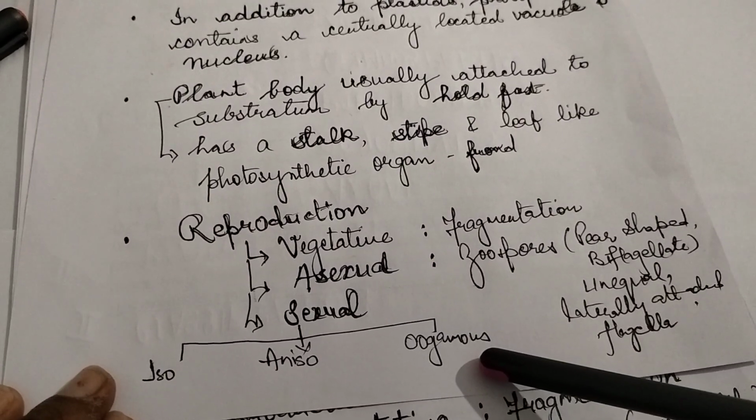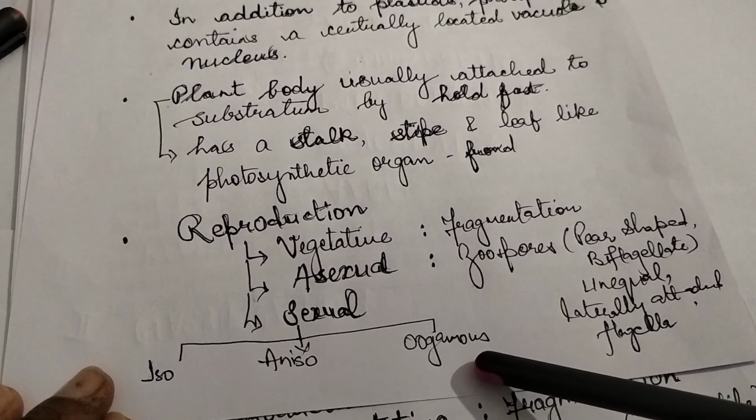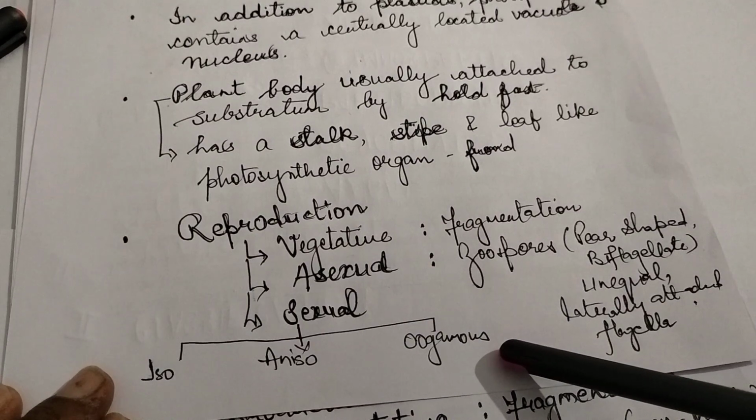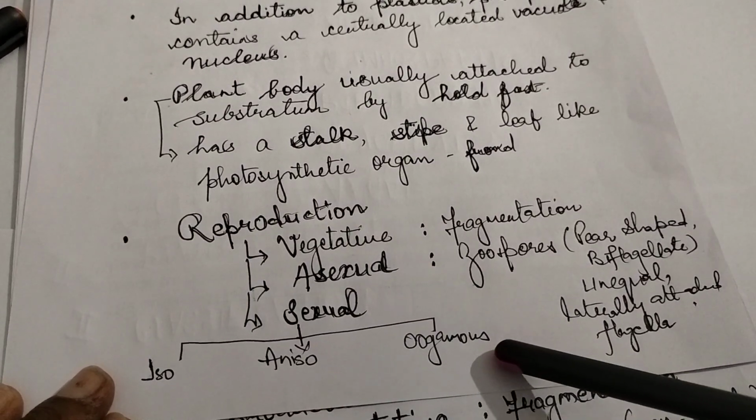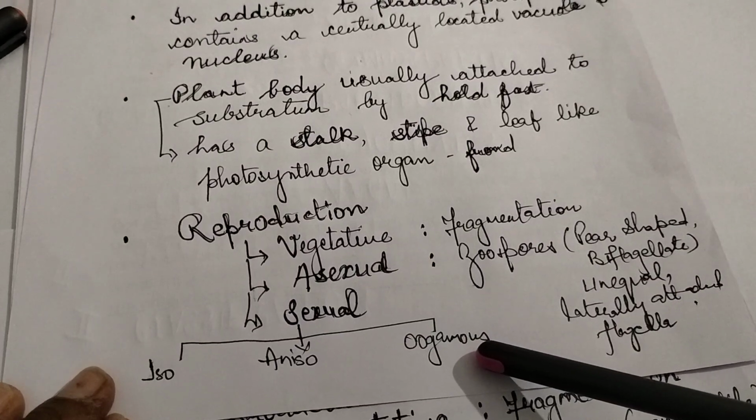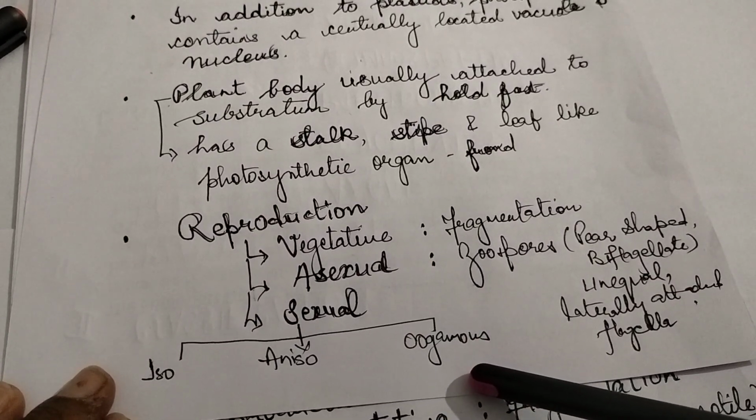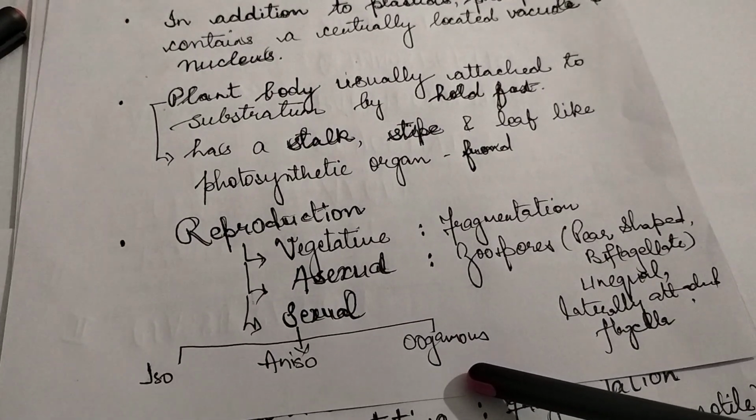Here also these gametes are pear shaped. Pear shaped means pyriform. The term pyriform is given for pear shaped gametes. The gametes are here pyriform and they too bear two laterally attached flagella.